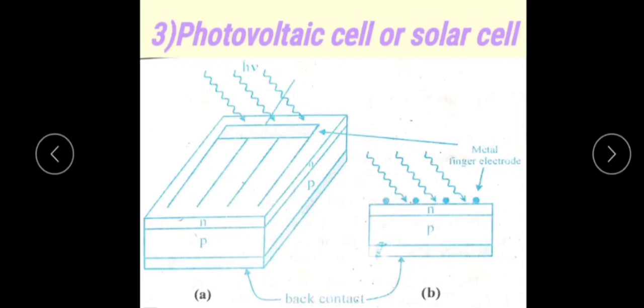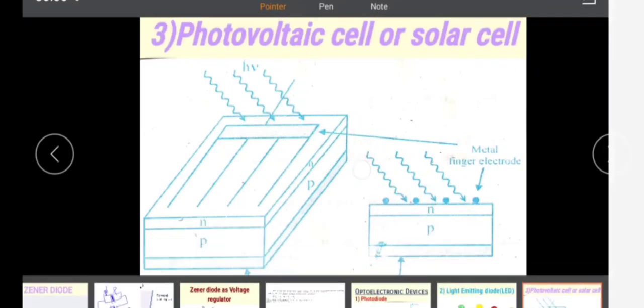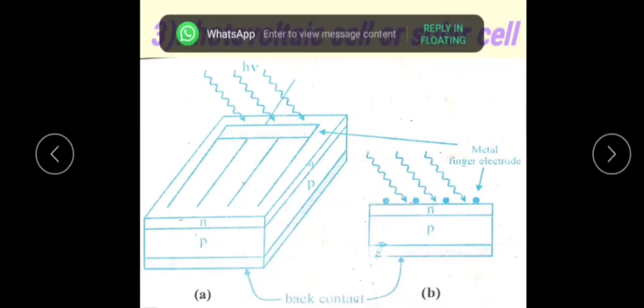When light of certain frequency, h nu, when light of energy falls at the junction, the electron hole pairs are generated near the junction. Near the junction, electron hole pairs are generated. That is called the generation step.